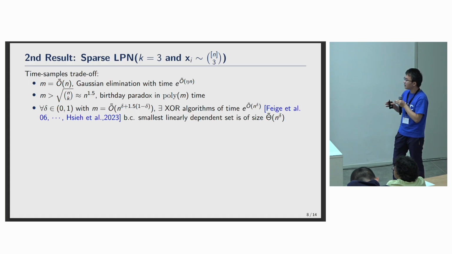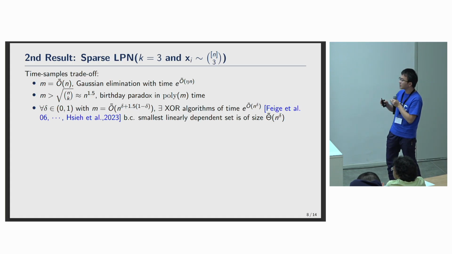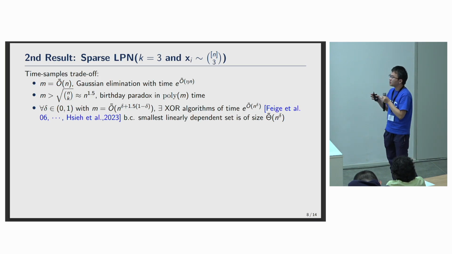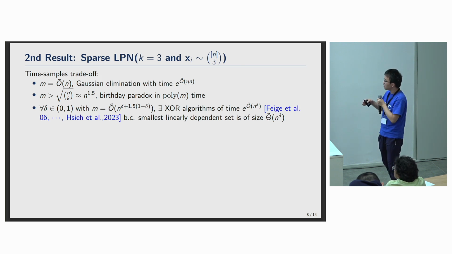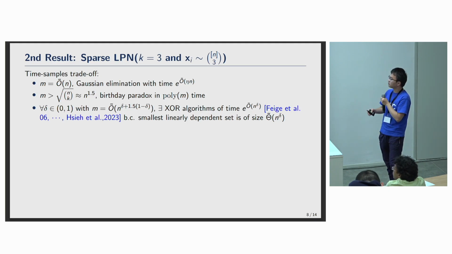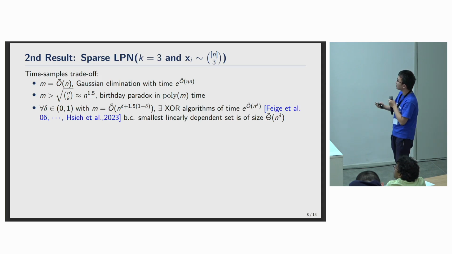In this case, we can find two vectors xi and xj which are just the same with high probability by the birthday paradox argument. So the smallest linearly dependent set in this case is 2. And for the last case, m can be seen as a geometric mean of the first two cases, by the parameter delta. There exist XOR algorithms of time e to the n to the delta, because the smallest linearly dependent set is of size n to the delta.